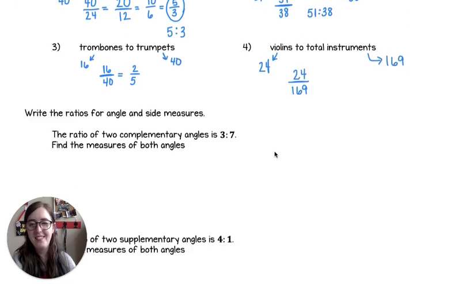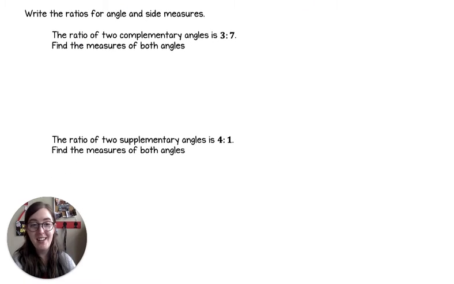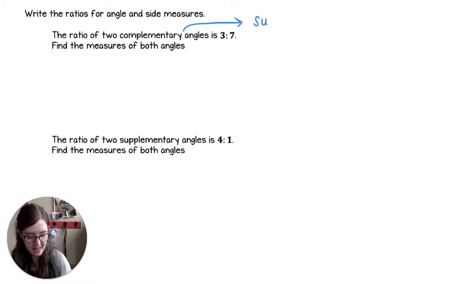Okay, now let's use ratios to find some angle measures. It says the ratio of two complementary angles is 3 to 7. Find the measures of both angles. So the first thing we have to remember, we talked about this earlier, was what's a complementary angle? Complementary angles are angles that have a sum of 90 degrees. Remember, a sum means that they're going to add to equal 90 degrees.